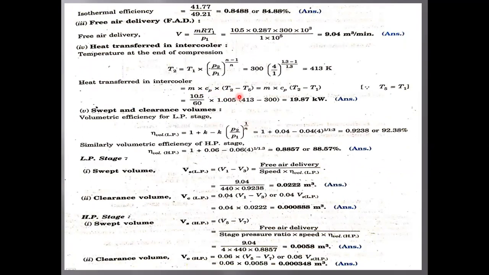Okay, m cp delta T is T2 minus T1. Here it is T2 minus T1, and the m value we already know, and the cp value we need to know from the previous things. And what is T2? T2 we already found out, 413, and T5 is nothing but T1, which is already known, 300. So this is 19.87 kilowatts. We will give the value: heat transferred. That is 19.87 kilowatts is the heat transferred in the intercooler.